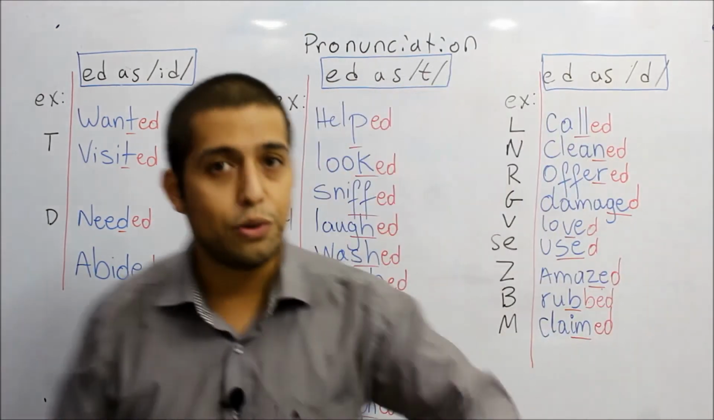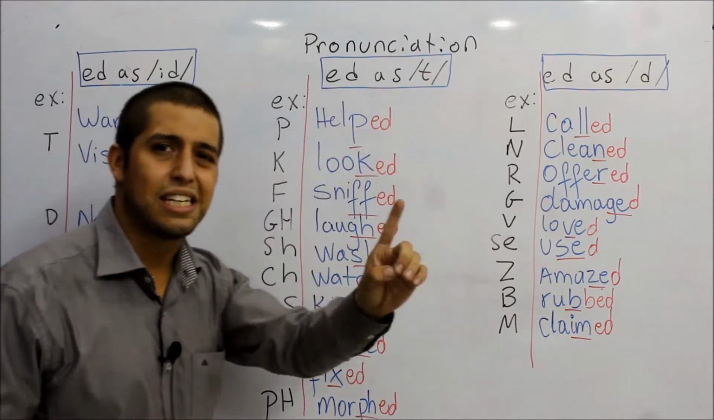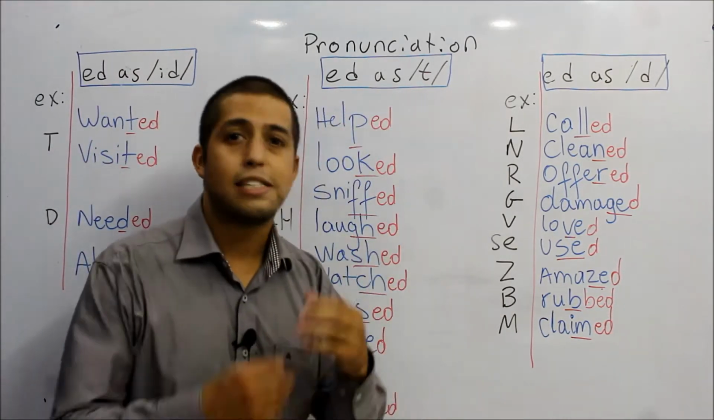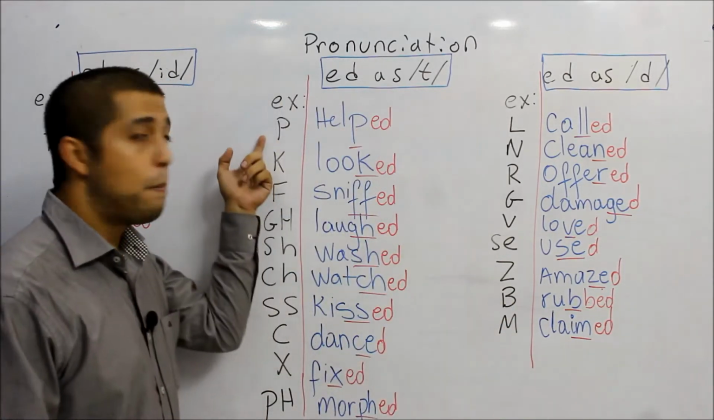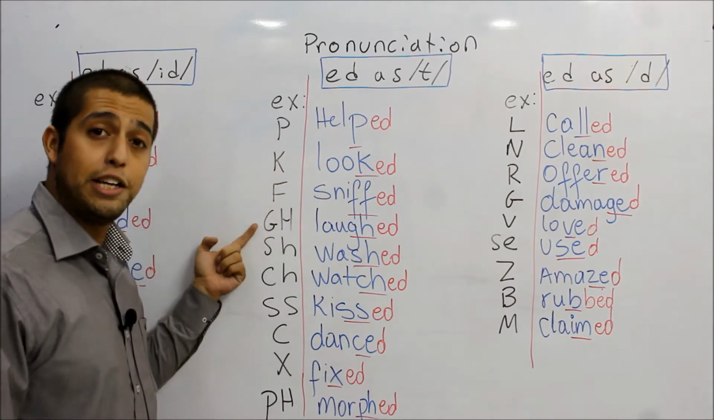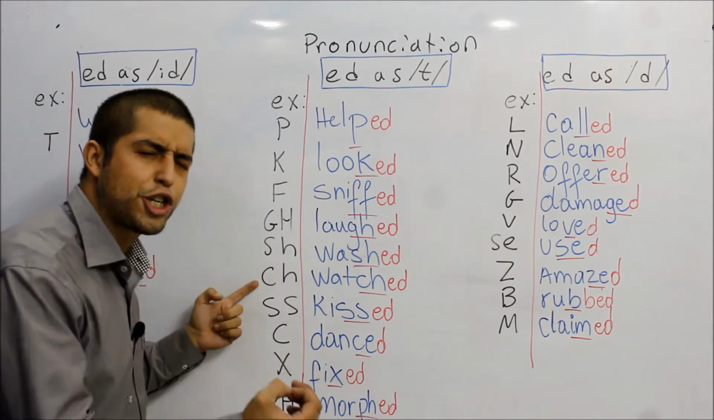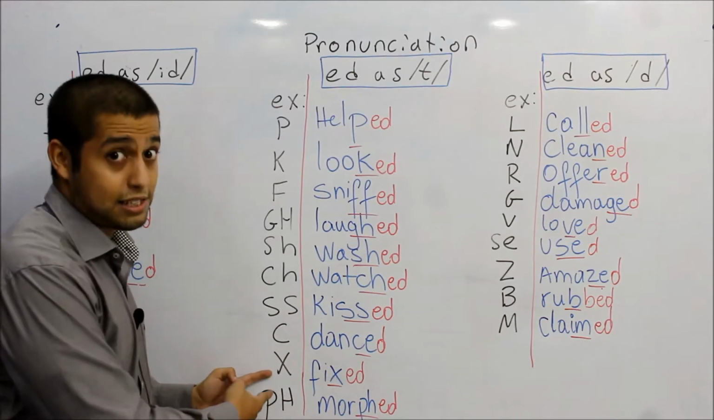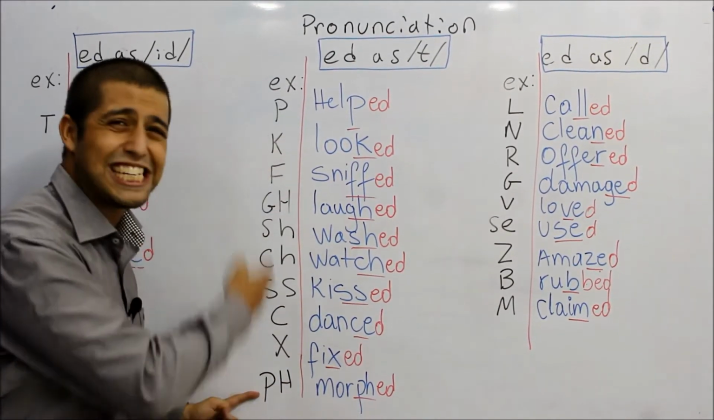Let's move on to ED as t. Now ED as t, we use unvoiced sounds. Sounds that you can't sing. For example, GH as SH, sh, ch, s, s. X will be s, and now you can't sing these.